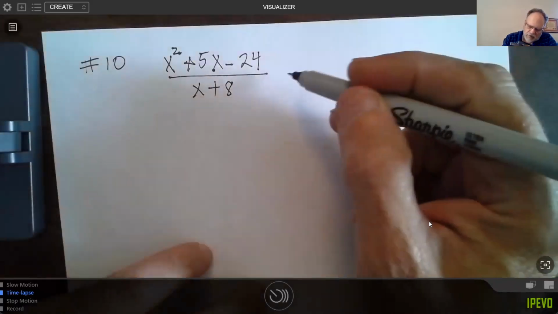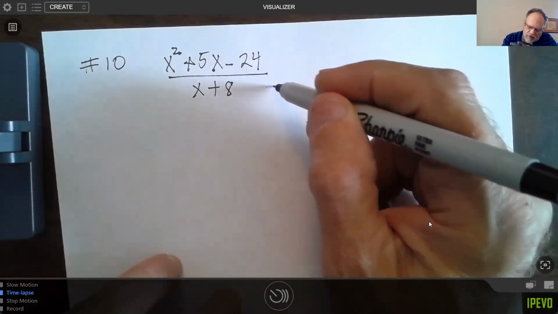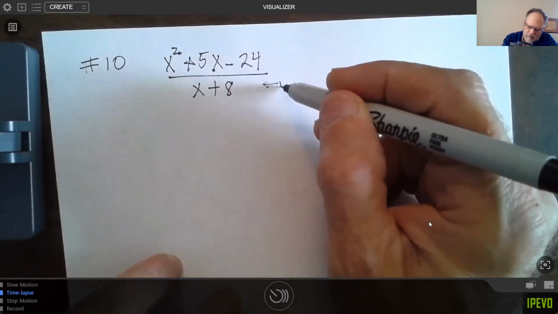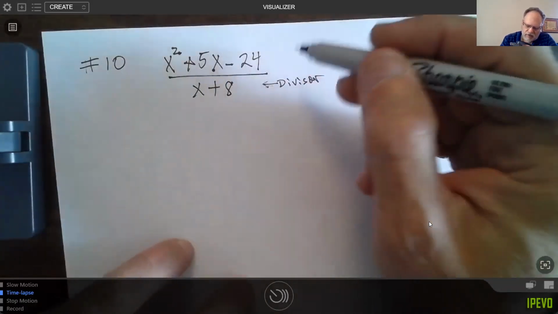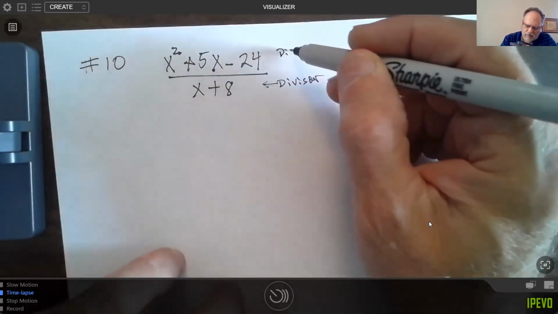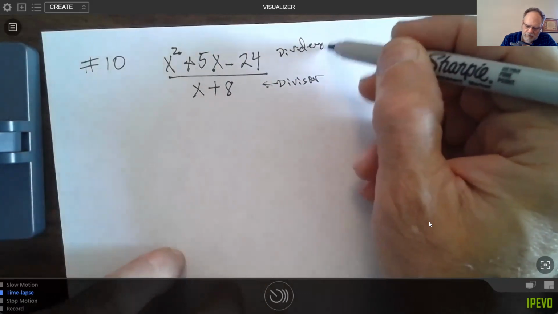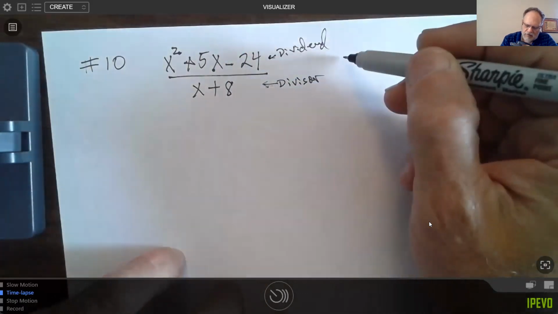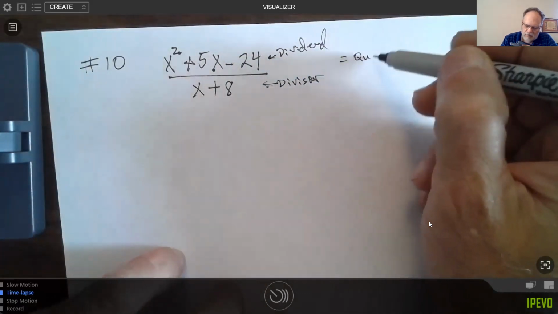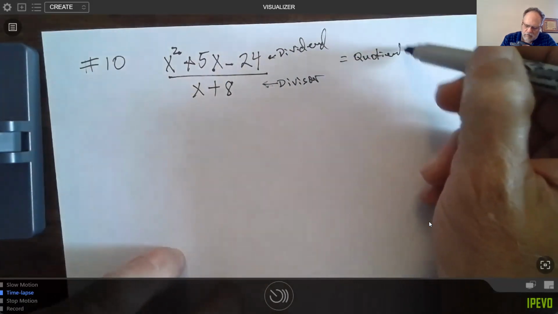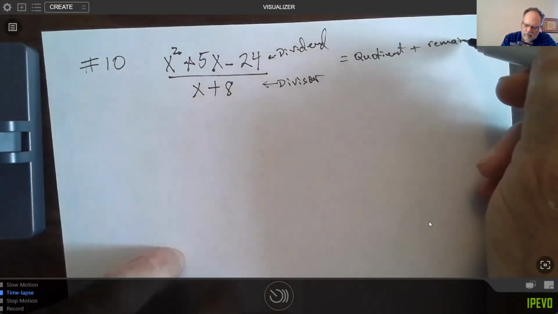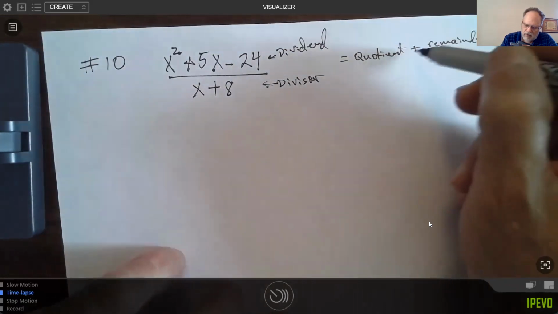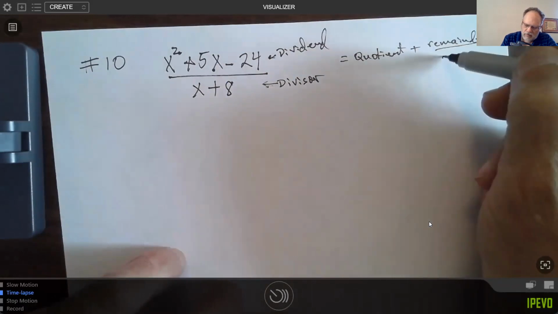And so the bottom number, that's known as the divisor. It's the one doing the dividing. And the top one, that's the dividend. The answer is the quotient. And then the remainder, we add that to the quotient over the divisor.